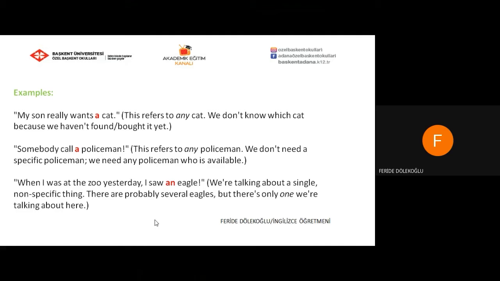When I was at the zoo yesterday, I saw an eagle. An eagle. We are talking about a single, non specific thing. There are probably several eagles, but there is only one we are talking about here.